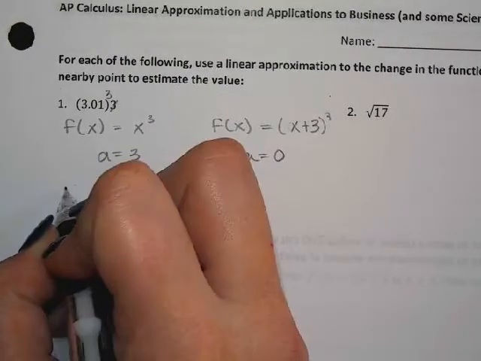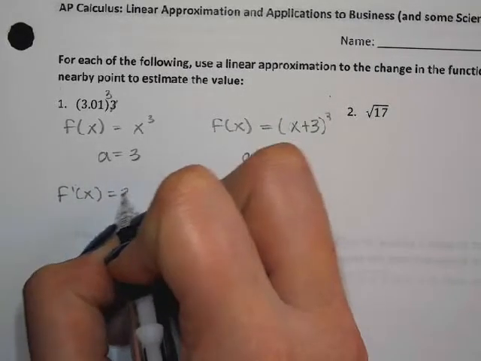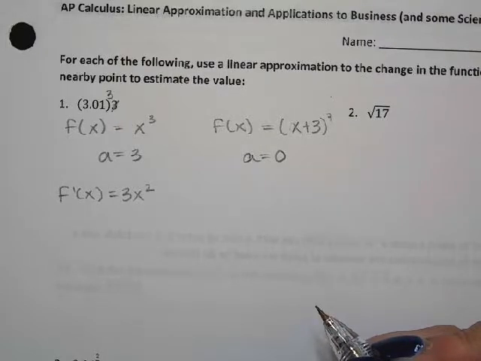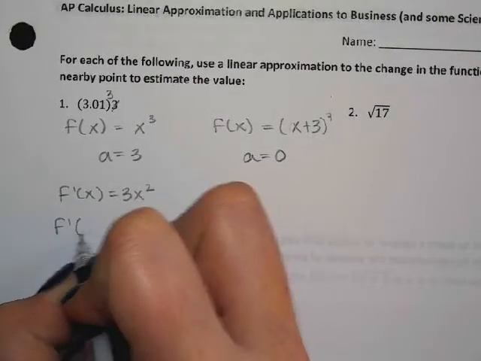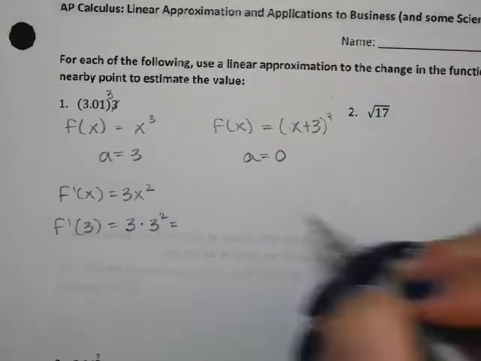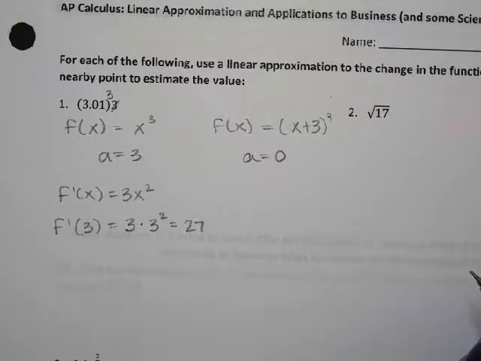All right. So if we do this, what should I do first to find the tangent line? Derivative. So f prime of x is 3x squared. And then what do I do? Plug in 3. F prime of 3 is 3 times 3 squared, 27. Okay. So we have the x coordinate, we have the slope. What do we need? We need the y coordinate.